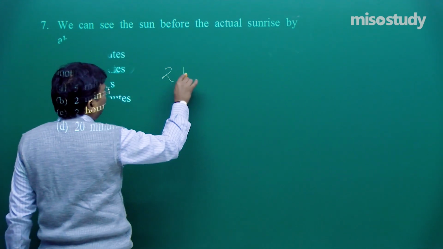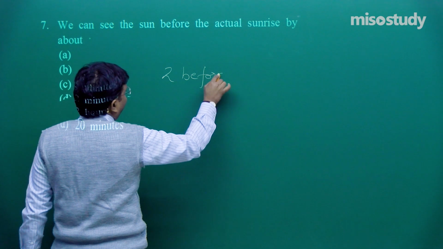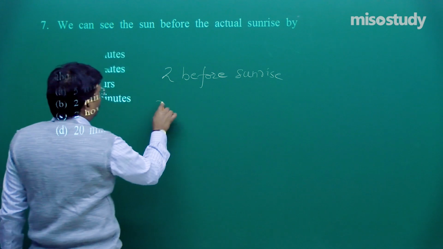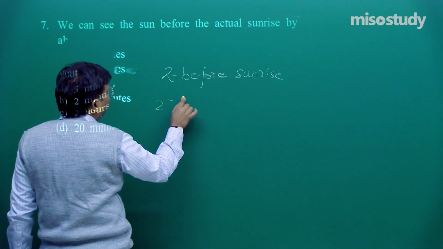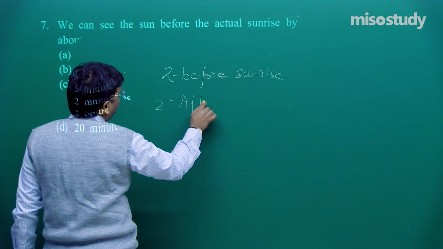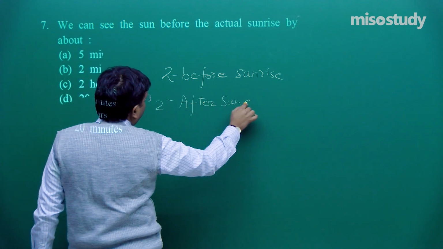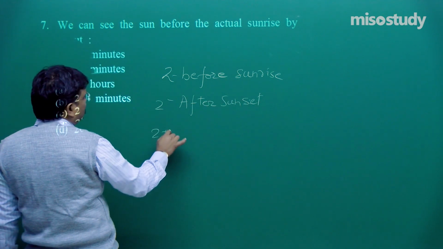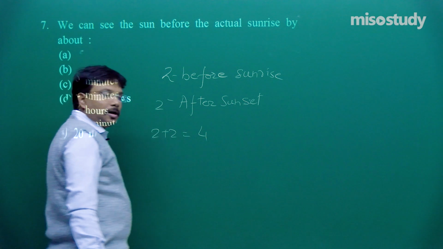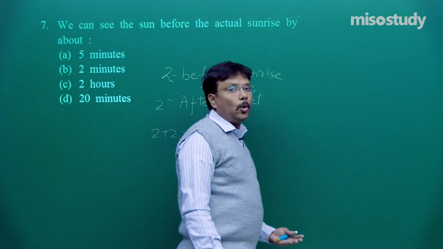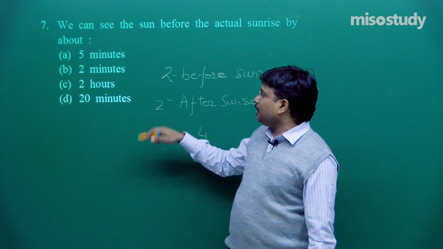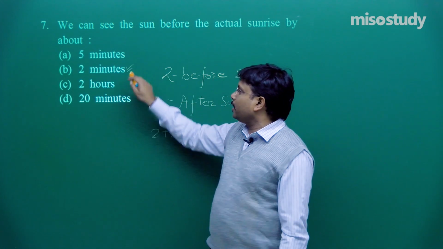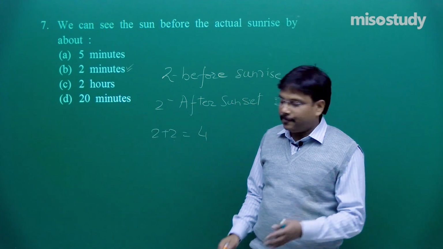So it is 2 minutes before sunrise, and 2 minutes after sunset. So 2 plus 2 is equal to 4 minutes for the coming up and going down process. So not only this answer, but you can add this answer also. So it is going to be 2 minutes over here, otherwise a total of 4 minutes difference.